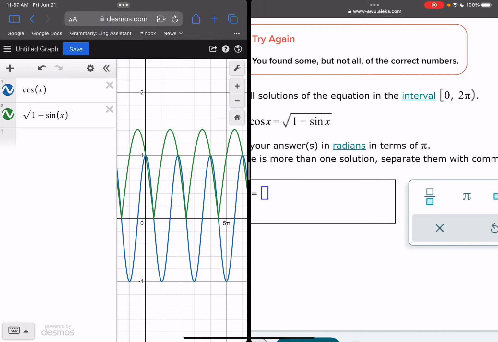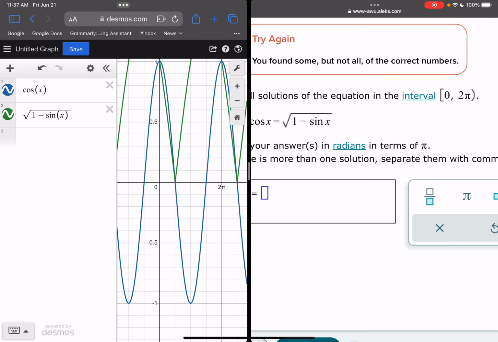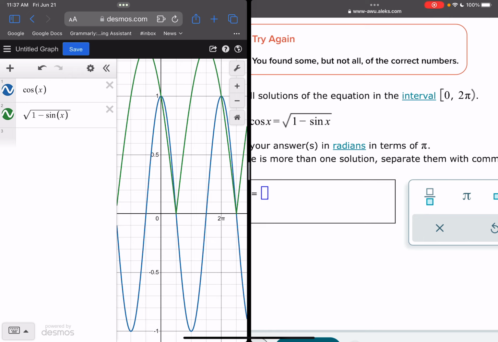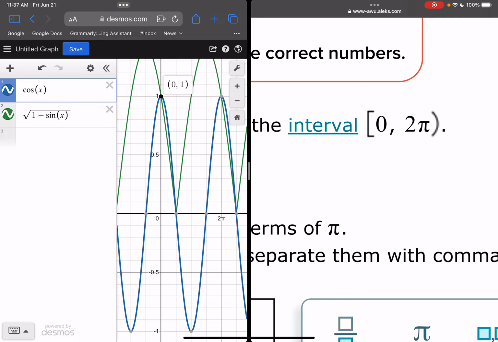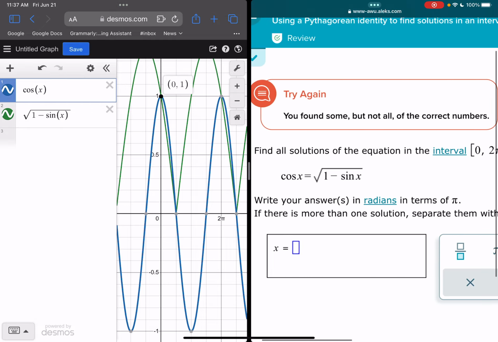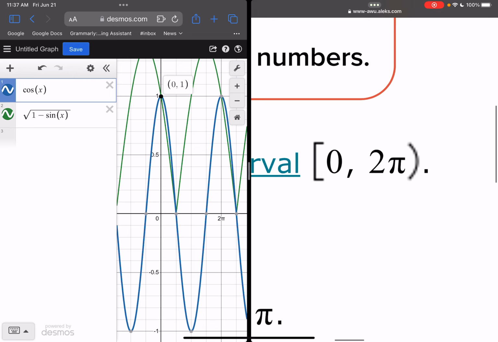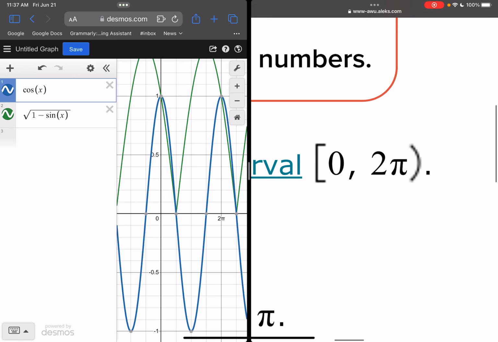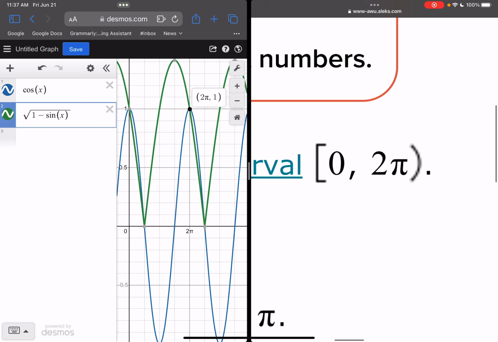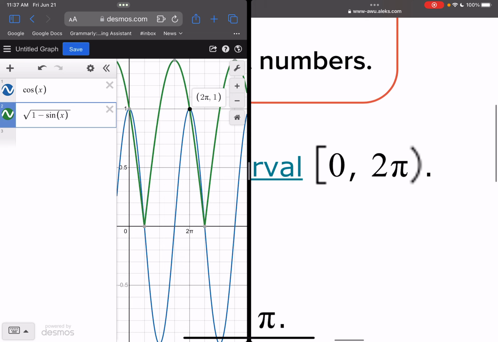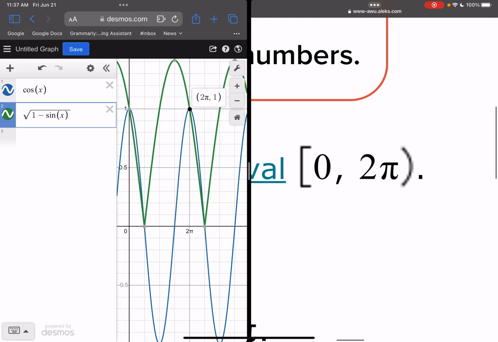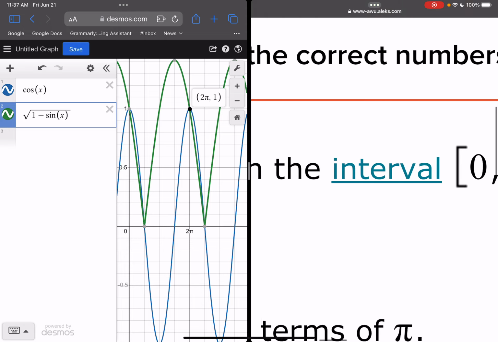And you want to put in all the places where the two lines intersect. 0, because it's a bracket, it's included. So say you have an answer where it says 0, and say you have another answer where it is 2 pi. You don't include the 2 pi because it has the parentheses, which means it's not included.